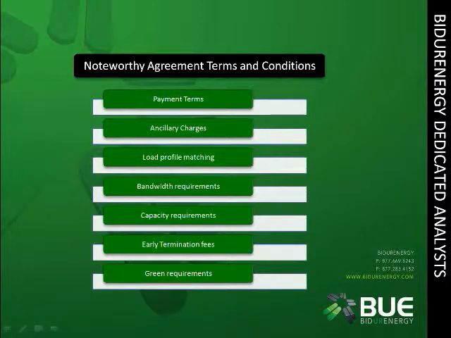There's a few listed on this slide: payment terms, ancillary charges, load profile matching, bandwidth and capacity requirements, early termination fees, green requirements. So when I say they look at your load profile, they're looking at how you use your energy, what times of the day you use it. They want to find out what your business plan is. Do you plan on growing or shrinking over the next year? And just a ton of these other factors all go into combining forces and negotiating the best rate possible.